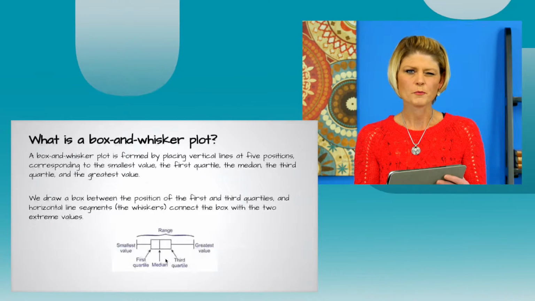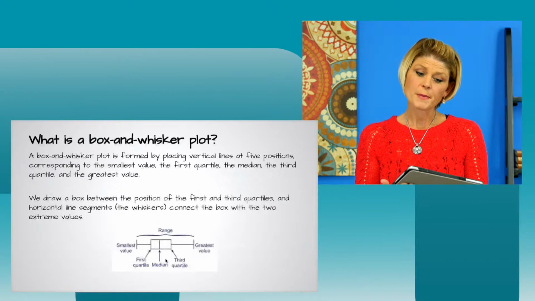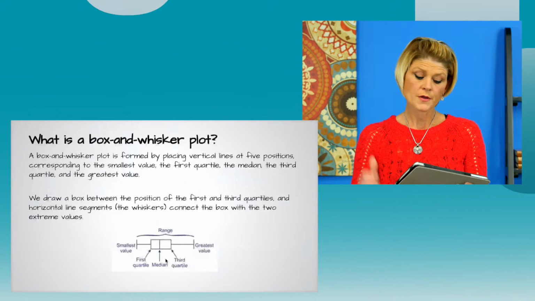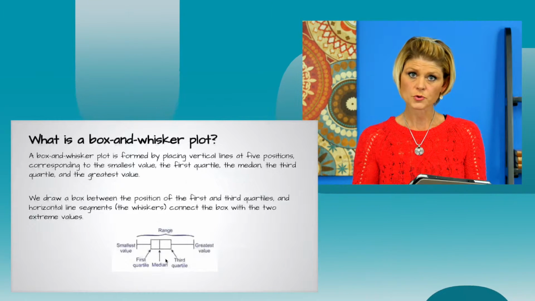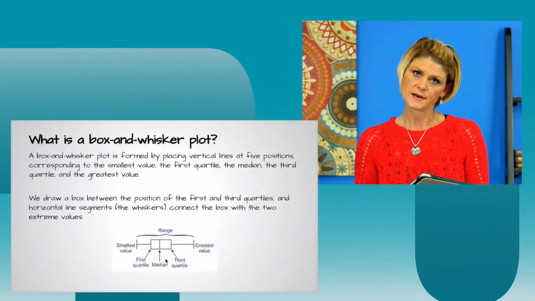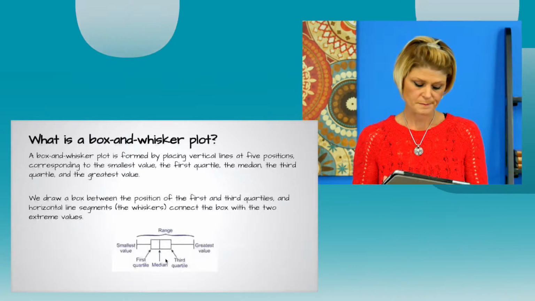So what is a box and whisker plot? A box and whisker plot is formed by placing vertical lines at 5 positions corresponding to the smallest value, the first quartile, the median, the third quartile, and the greatest value. Might be a good idea to write that definition down in your math journal so you don't forget it.